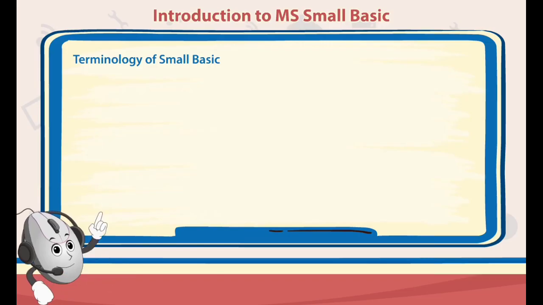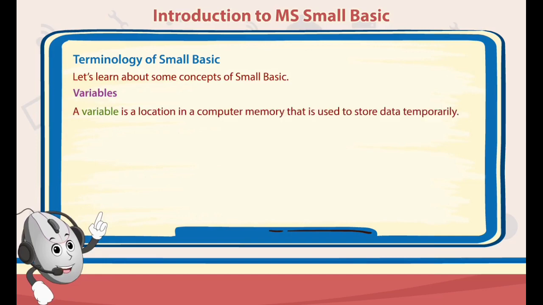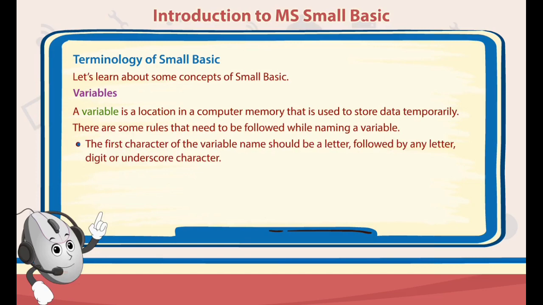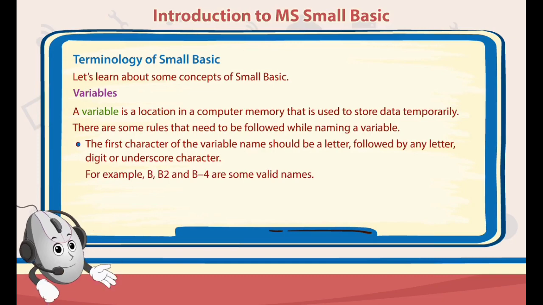Terminology of Small Basic. Let's learn about some concepts of Small Basic. Variables. A variable is a location in computer memory that is used to store data temporarily. There are some rules that need to be followed while naming a variable. The first character of the variable name should be a letter followed by any letter, digit or underscore character. For example, B, B2 and B_4 are some valid names.